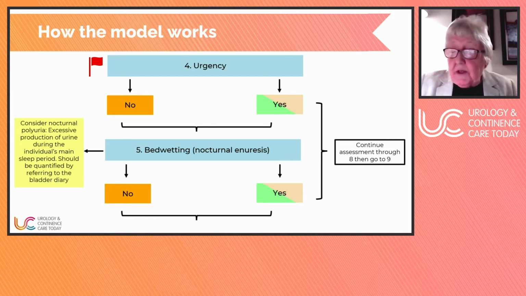If the patient does complain of urgency and or bedwetting, then the responses fall into the sand and green coloured yes box. They could be symptoms of urgency incontinence or overflow incontinence. Therefore, the assessor continues to assess for stress incontinence, then carries on through the model to blue box number 9 and beyond. Our patient Mary has no complaints of urgency and no bedwetting. So responses are again in the orange boxes.